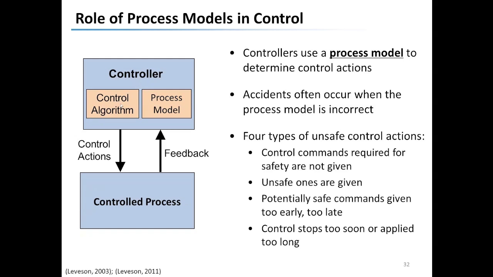So the controller uses the algorithm, and it uses its current model of the state of the process to generate control actions. The control process feedback is usually generated to help update the process model to what the state of the process currently is.